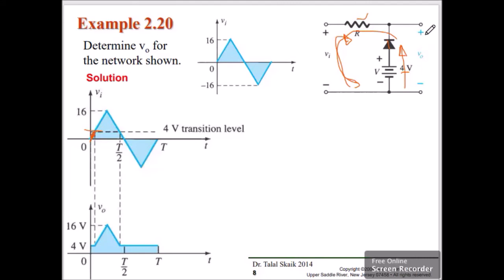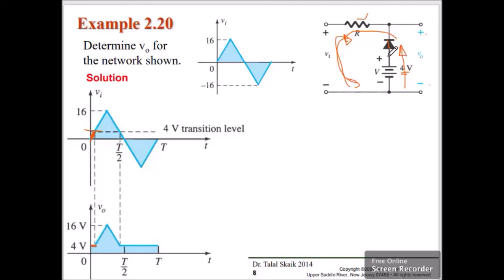And, ano mangyayari sa VO natin? Yung VO is in parallel with the diode. Since 0 volts ito, yung VO natin is itong 4 volts na lang. Tama po ba? Oh, kaya ayun, on this part na yung ating VI is less than 4 volts, meron ka na agad 4 volts. Okay?